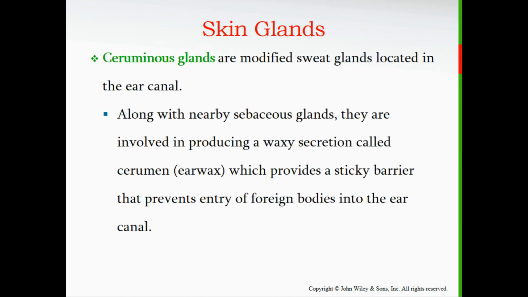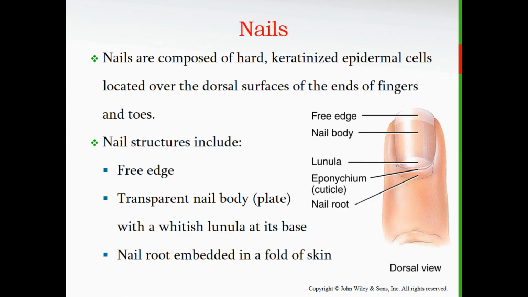Ceruminous glands are the glands in your ears. They secrete a substance called cerumen, also known as earwax, and we find them in the ear canal. Along with nearby sebaceous glands, they are involved in providing a waxy secretion called cerumen, which is what I just said, that provides a sticky barrier that prevents entry of foreign bodies into the ear canal. Now, I had a professor tell me that there have been some studies that indicate that some insects are repelled by the smell of earwax, and it encourages them to not crawl in your ear canal, which is a good thing.